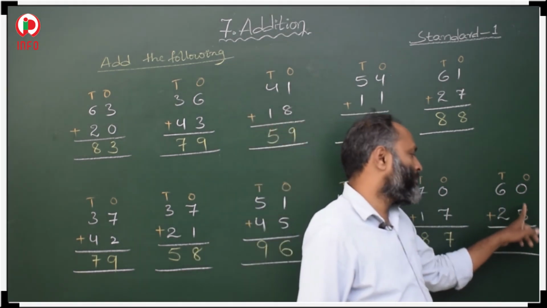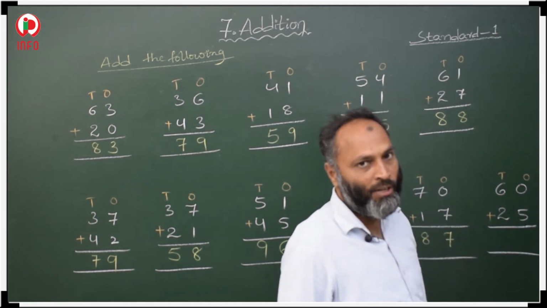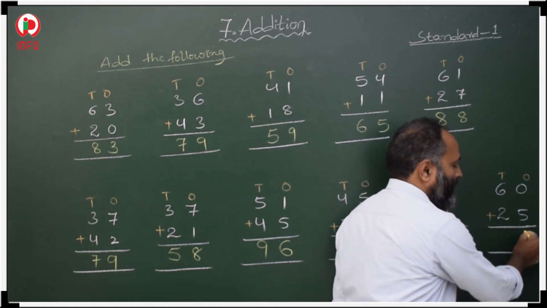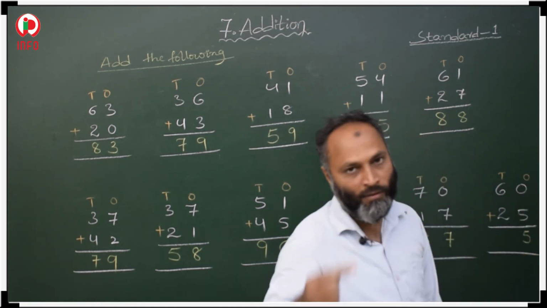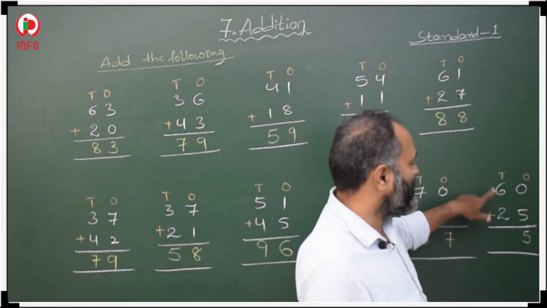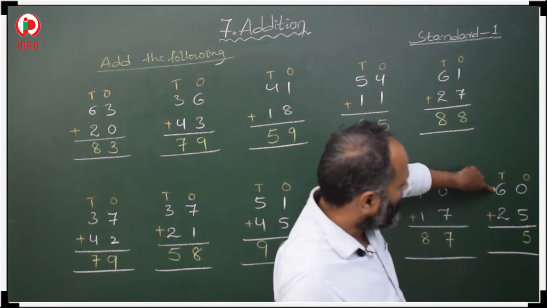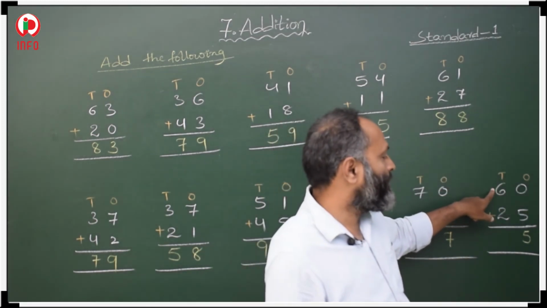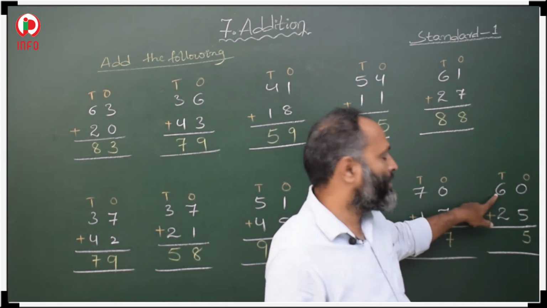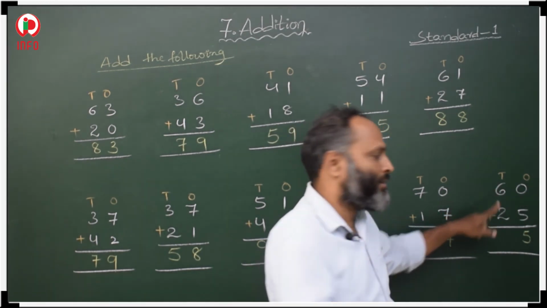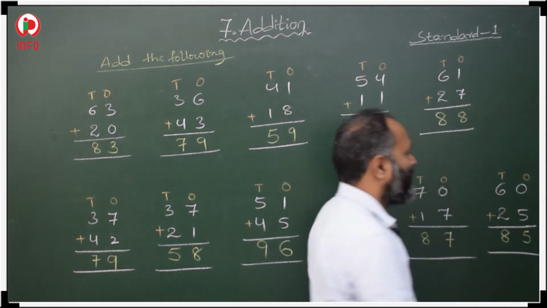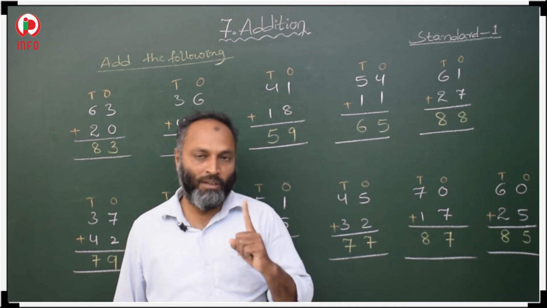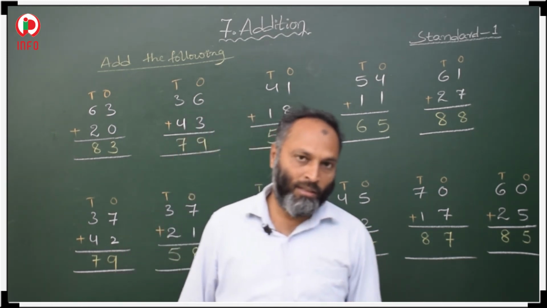Now here 0 plus 5. If 0 is added to any number, the number itself is the answer, means 5 only is our answer. That answer we have to write in the ones column. Next, 6 plus 2. Keep your finger on 6 and count 2 forward after the 6: 7, 8. So these are our answers. This is how to add when 2-digit numbers are given. Only one question is there, that you do as your home assignment.